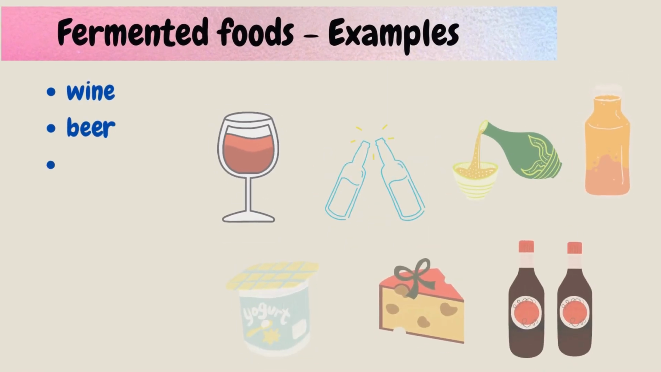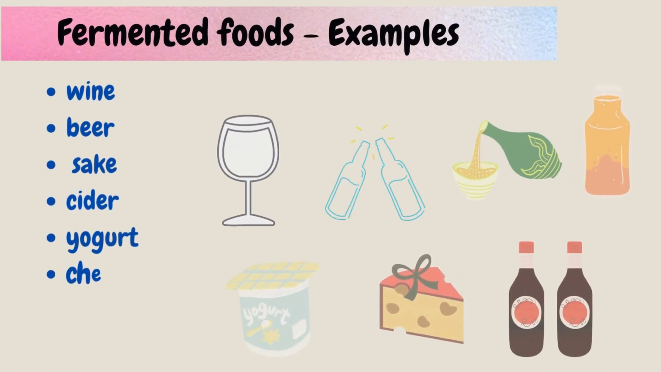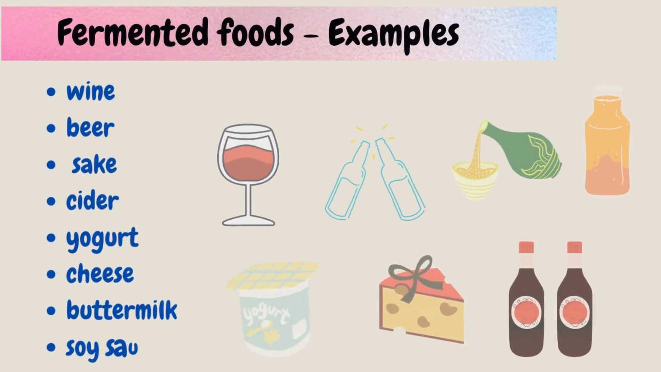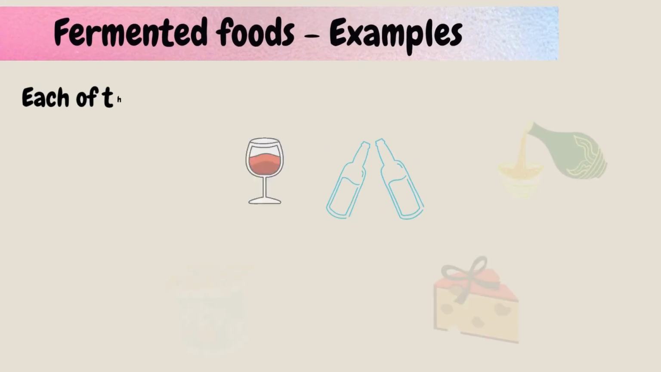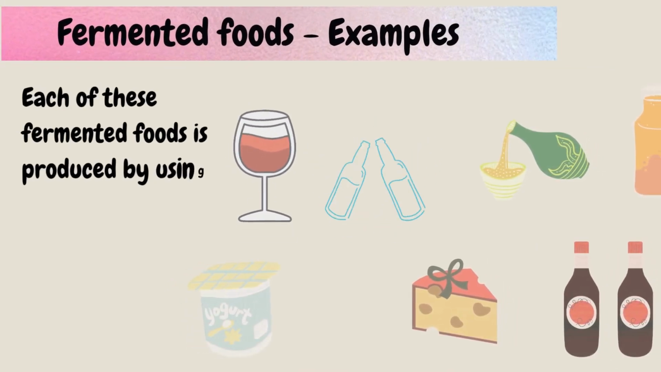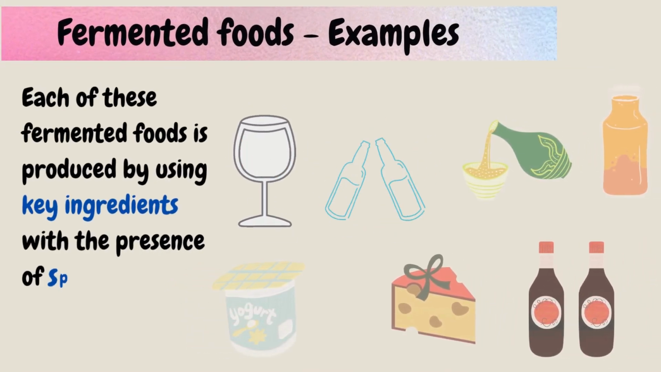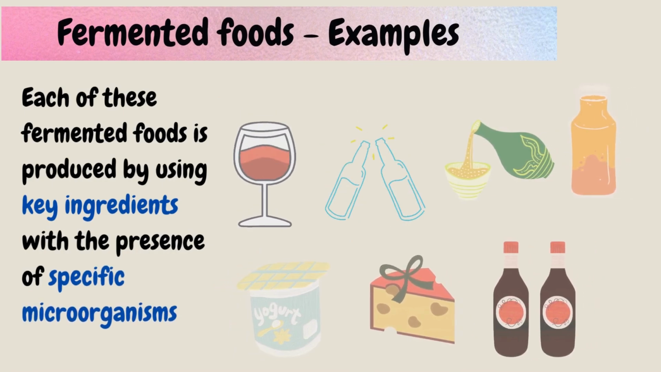Let's see, what are the common examples of fermented foods? The most common fermented foods include wine, beer, sake, cider, yogurt, cheese, buttermilk, soy sauces and many more. Each of these fermented foods is produced by using key ingredients with the presence of specific microorganisms.